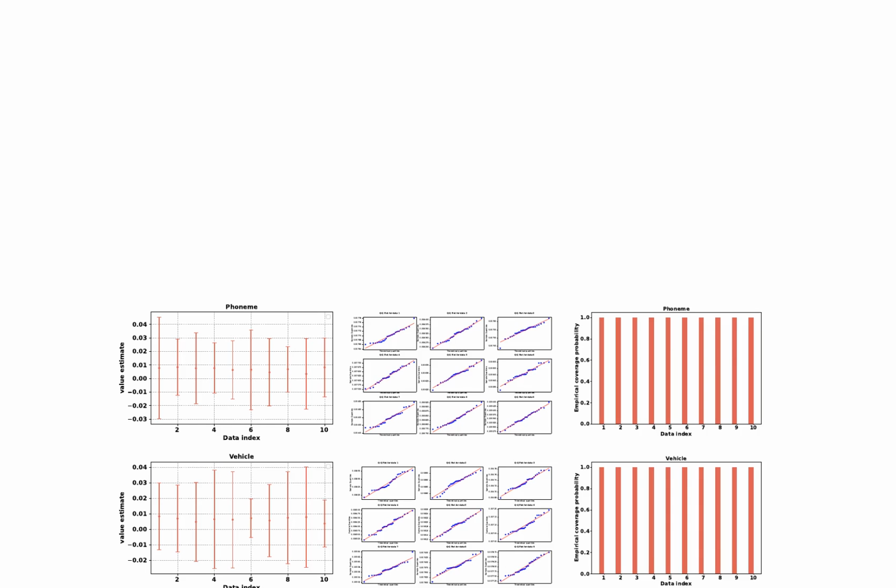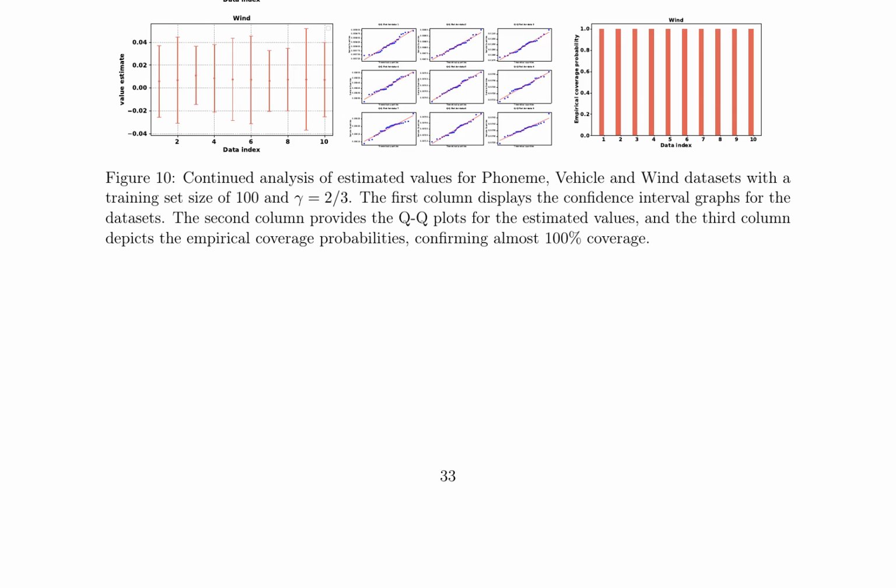The second column provides the QQ plots for the estimated values, which demonstrate that the observed quantiles closely follow the theoretical quantiles, indicating a good fit between the model's predictions and actual outcomes. The third column depicts the empirical coverage probabilities, confirming almost 100% coverage, suggesting that the model's confidence intervals are well calibrated. In Figure 11, a comparison between the DMC and PF algorithms on the Fashion-MNIST dataset is provided.